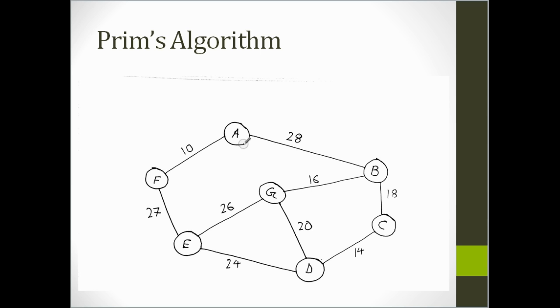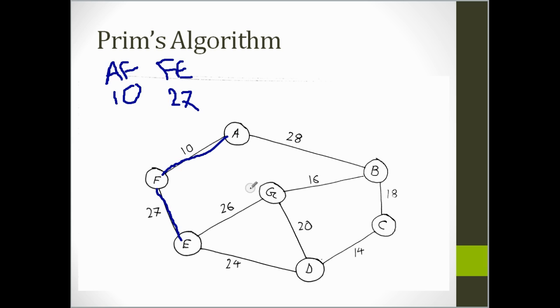So the shortest edge we find over here is between vertices A and F. So AF, cool, it's 10. Then the thing we find is 28 and 27. 27 is the smallest one, so I will pick 27. And we have FE, which is 27.